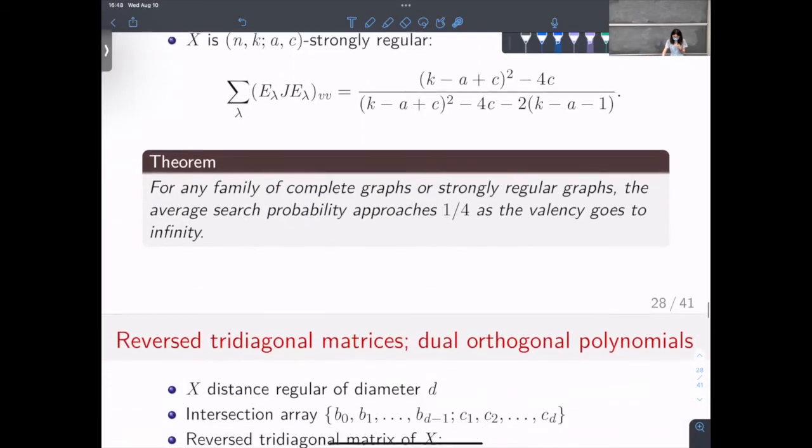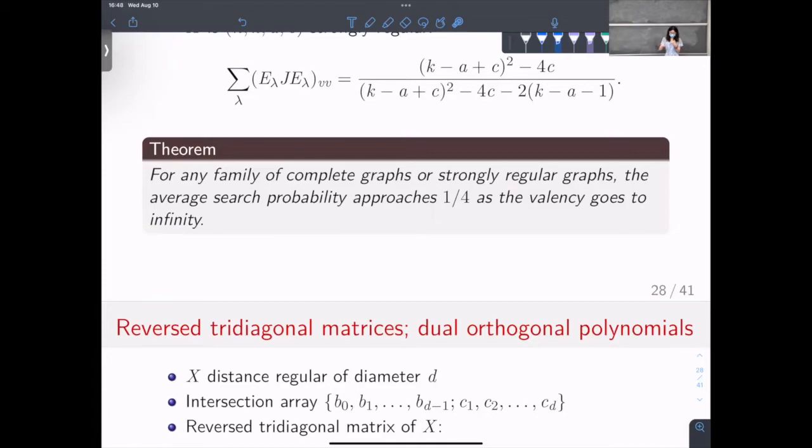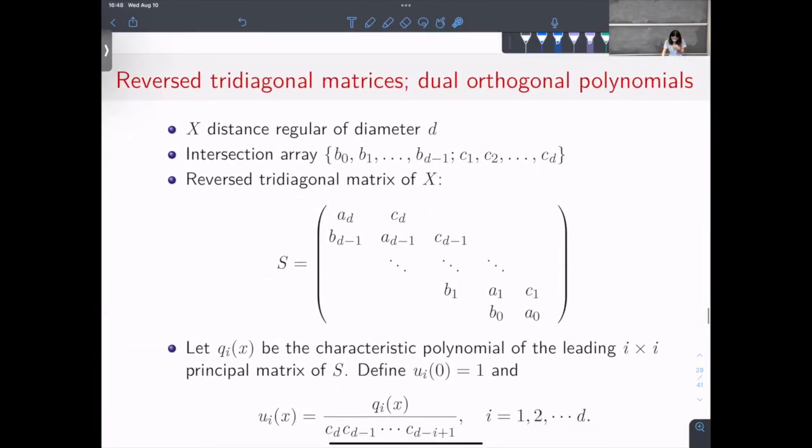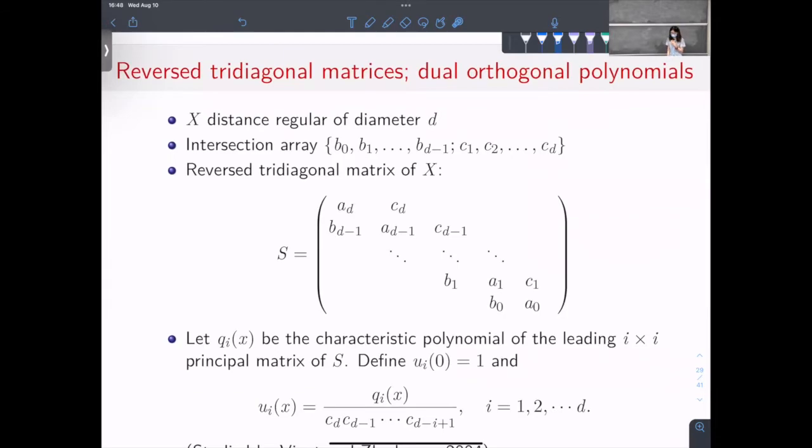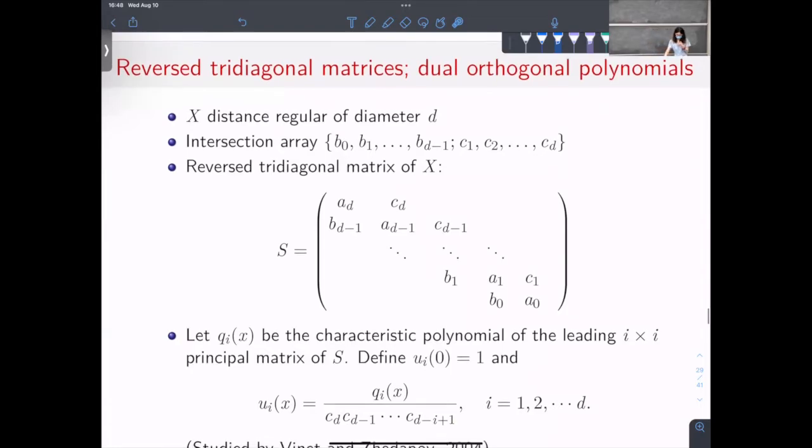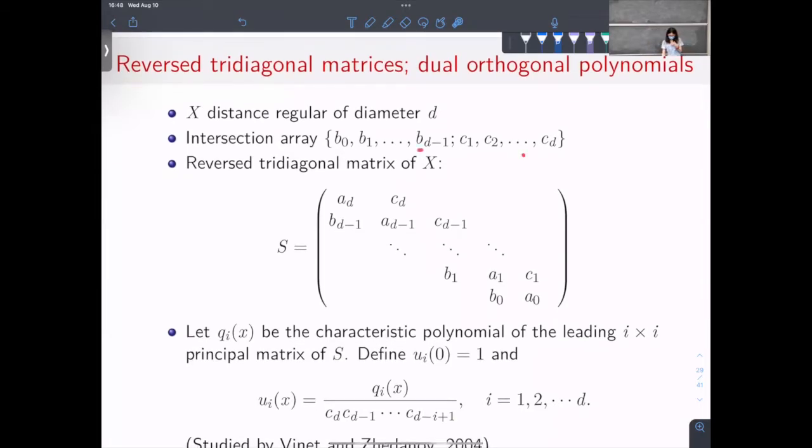But I can look at the largest eigenspace. It turns out that will be enough to give me a good lower bound. So here I need to use the tridiagonal matrices and some theory about orthogonal polynomials. If I take a distance regular graph of diameter d with intersection array b_i's and c_i's, then I can look at the tridiagonal matrix of the quotient graph.